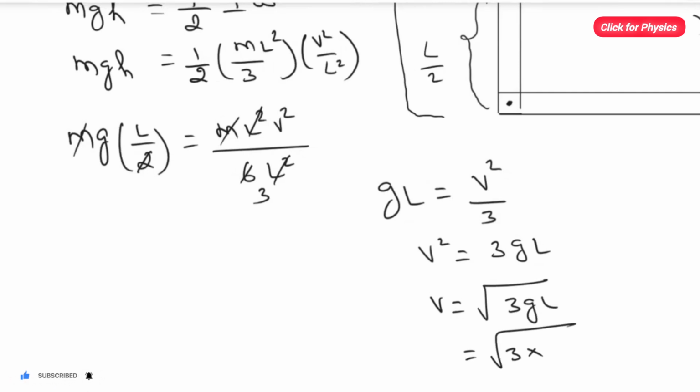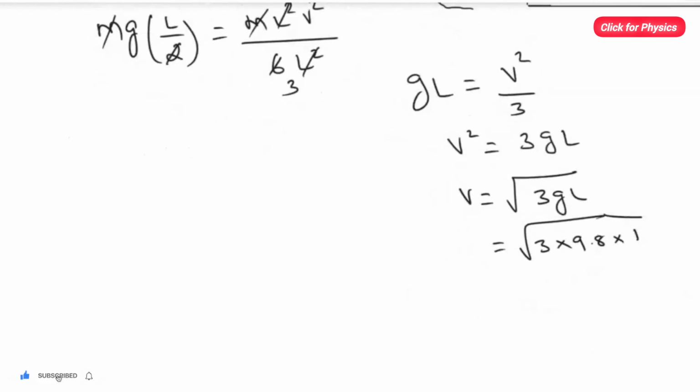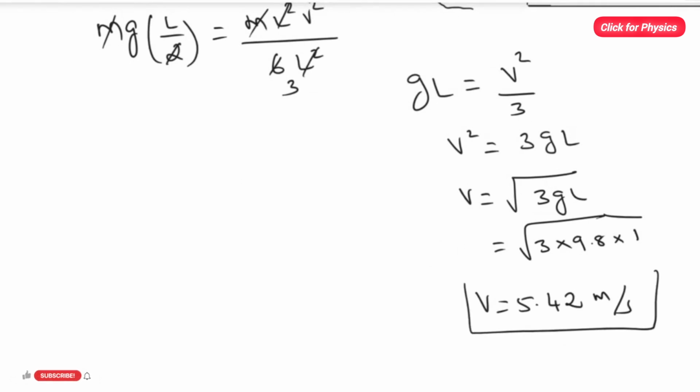So 3 multiplied by g, the g value is 9.8, and the total length of the rod is 1 meter, right? So we have to substitute 1 here. So I got the answer as v equal to 5.42 meter per second. So this is the answer for this question. That's it. Thank you.